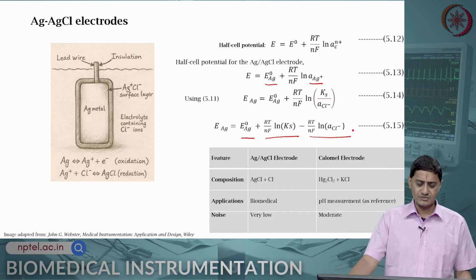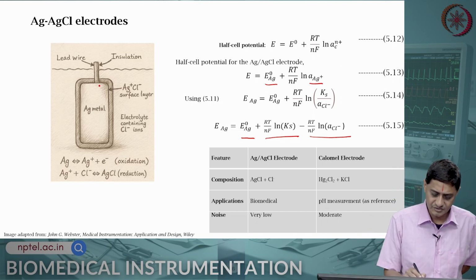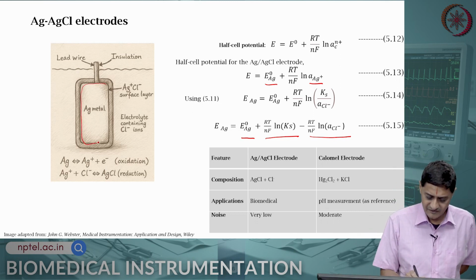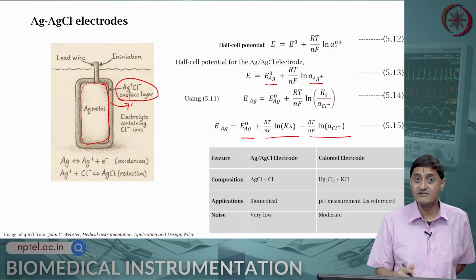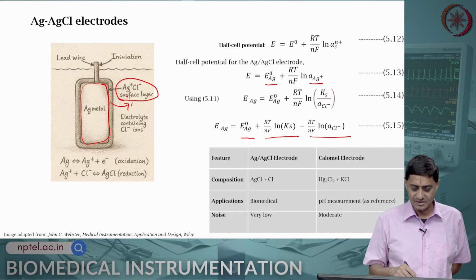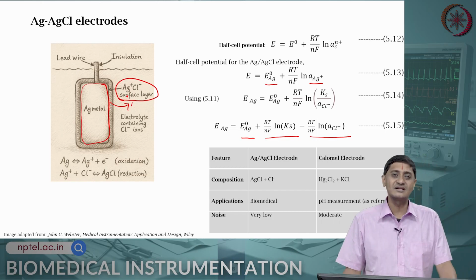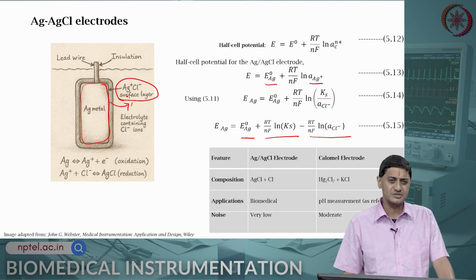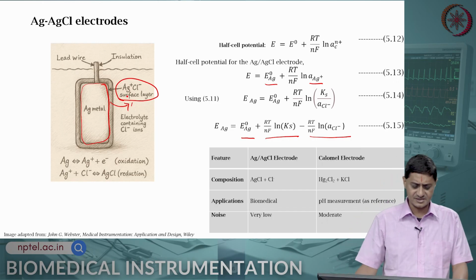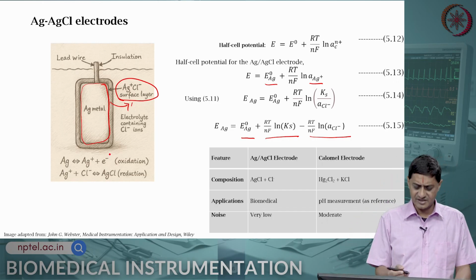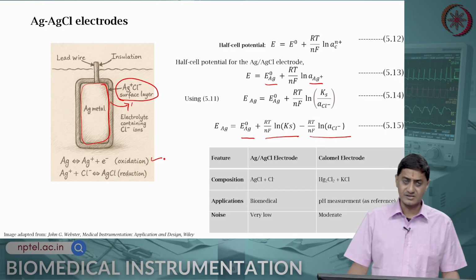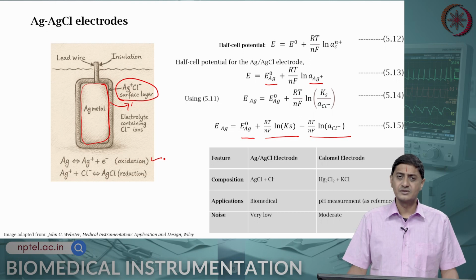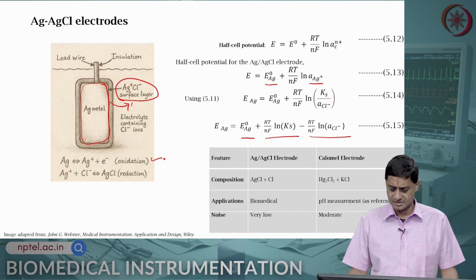So, this is the silver chloride electrode. There is a silver metal on which there is a silver chloride surface or coating, and this is dipped in an electrolyte that contains a large amount of chloride ions, and these are the reactions. Silver, we already saw this, essentially gives silver cation and electron, and silver cation and chloride essentially give silver chloride precipitate, which is a reduction.